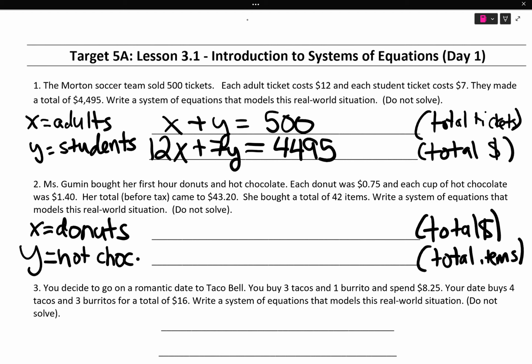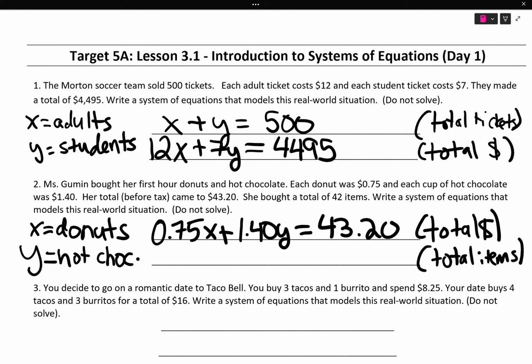Let's write those equations. First, let's talk about money. Each donut was 75 cents, so 0.75x. Each hot chocolate was $1.40, so 1.40y equals $43.20. Total items. Well, she bought 42 items, and those consisted of some amount of donuts and some amount of hot chocolate. X plus y equals 42.